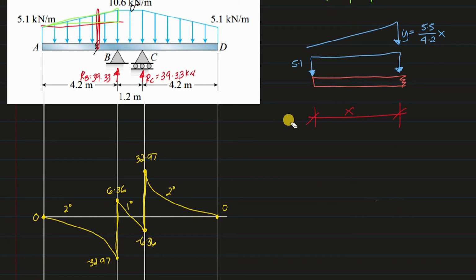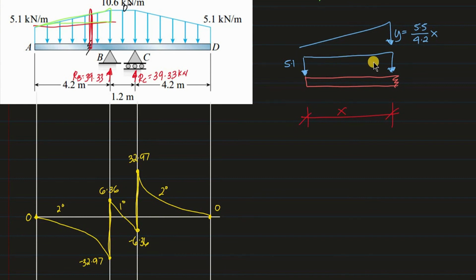na natira. Okay, ngayon, i-convert natin itong ating mga distributed tsaka varying load sa kanilang point load. So, dito, that would just be equal to the area of this. That would just be 5.1 times x, kasi rectangle lang naman. Dito sa ating triangular load, pag i-convert natin yan is base times height divided by 2, kasi parang area lang.